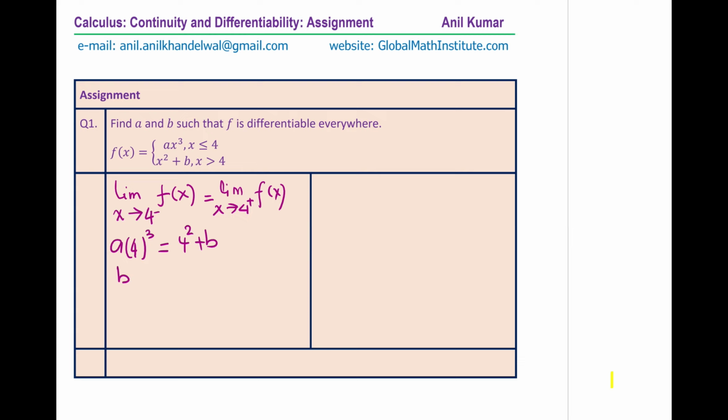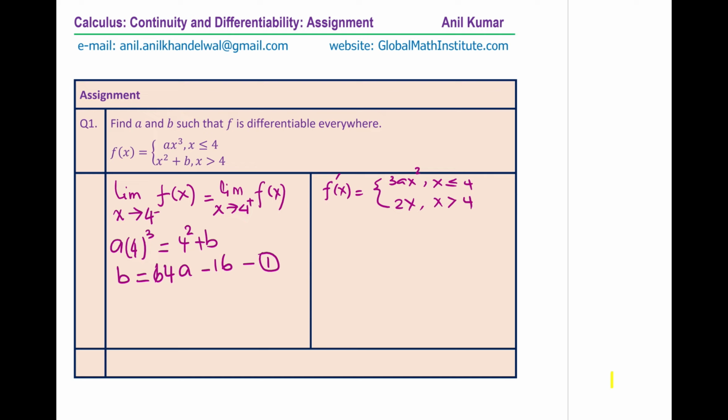We can write b as equal to 64a minus 4 squared, which is 16. So we get one equation writing b in terms of a. Now let us find the derivative of the function. The derivative of the function is equal to 3ax squared when x is less than or equal to 4, and here it is 2x when x is greater than 4.